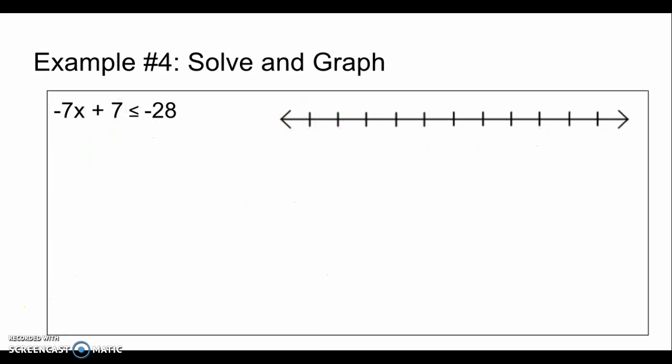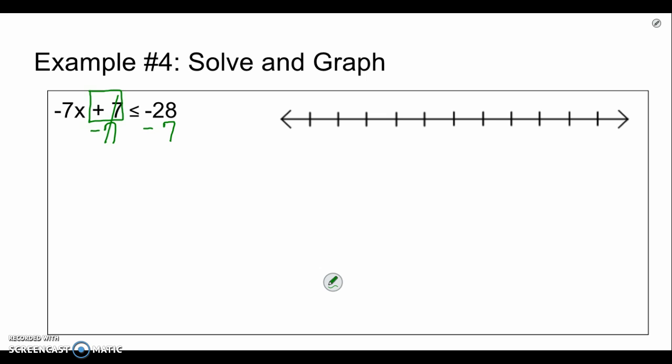Try to solve example number 4 on your own. You're going to solve and then graph your solution on the number line. Example number 4. Remember, the first step is to undo addition and subtraction. The opposite of adding 7 would be to subtract 7 from both sides of our inequality.